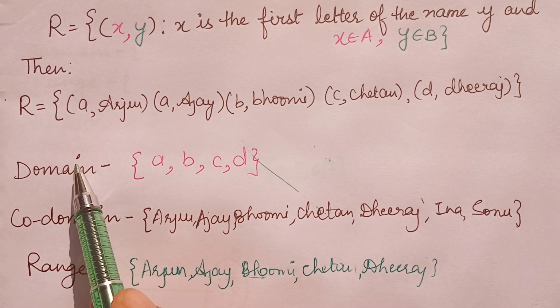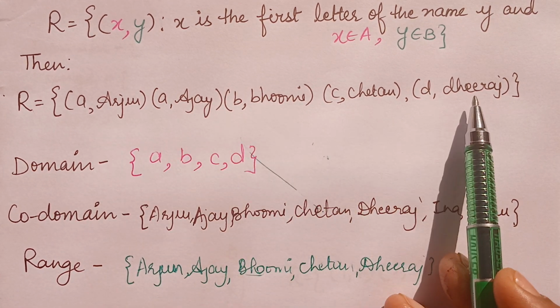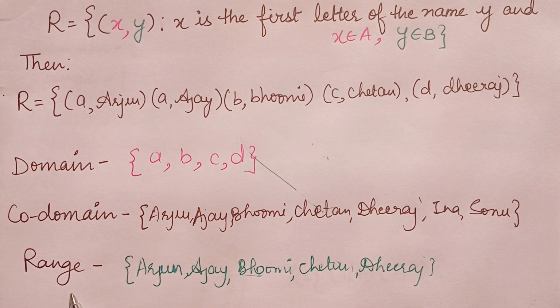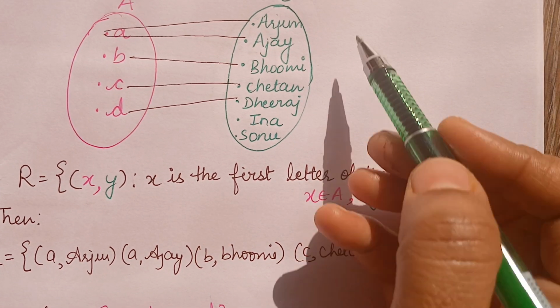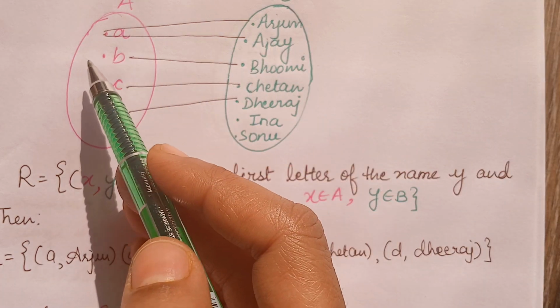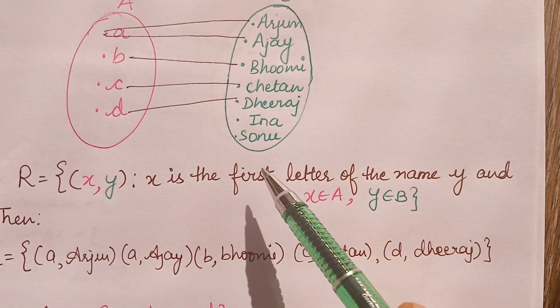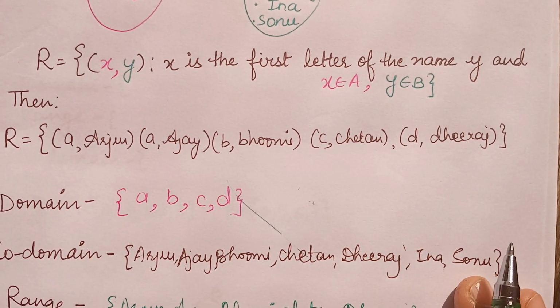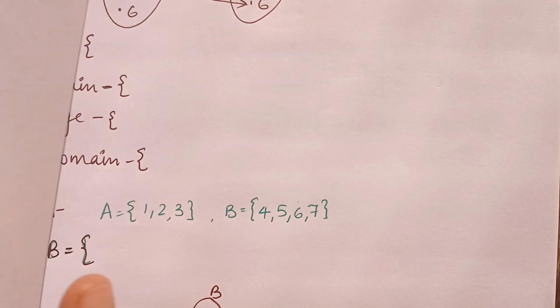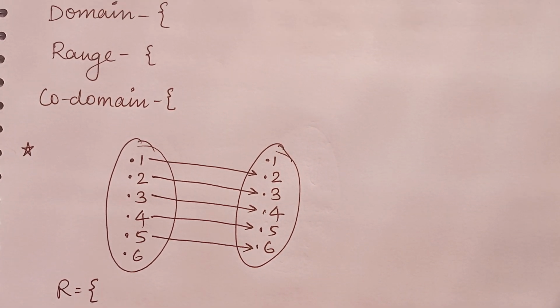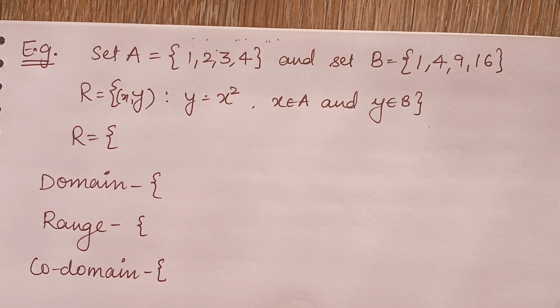So the domain will be the first elements of the relation R, the range will be the second elements of the relation R, and the codomain will be the entire set B, whether the elements are connected with set A or not. All the elements we should write in the codomain. Let us understand it with the help of another example. Example 2.